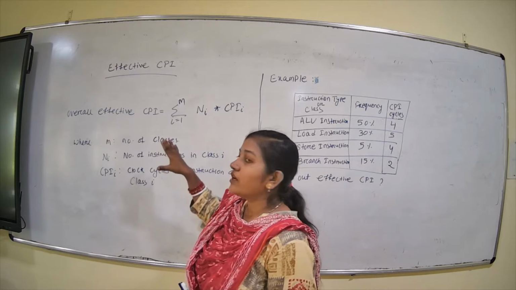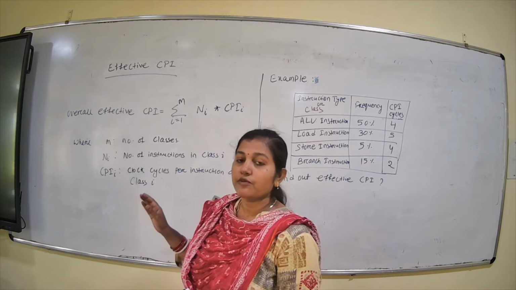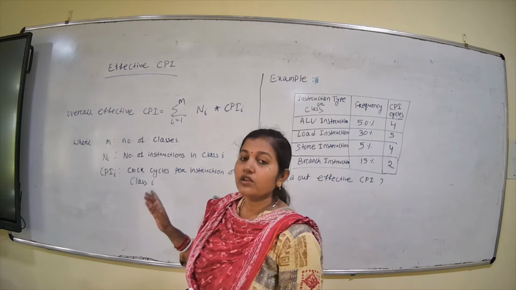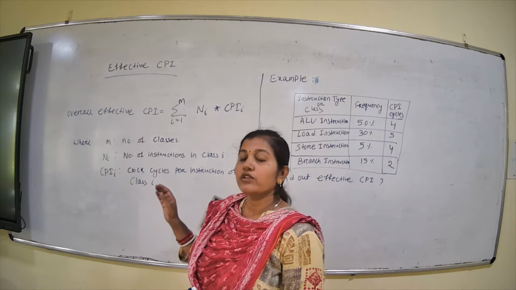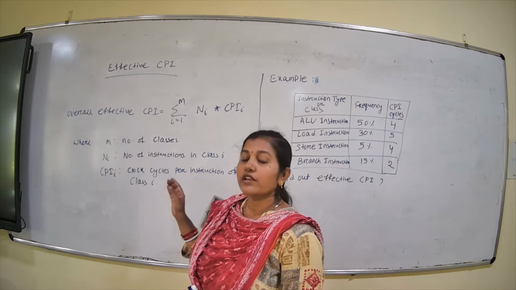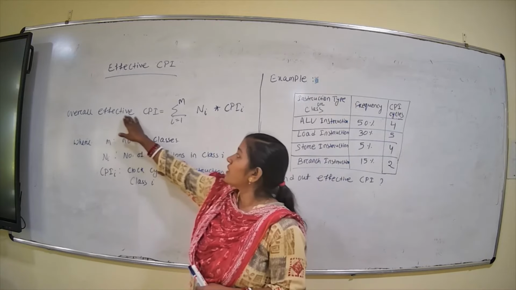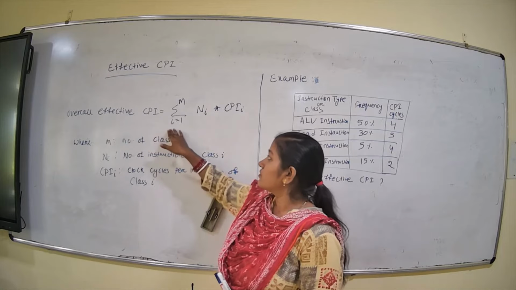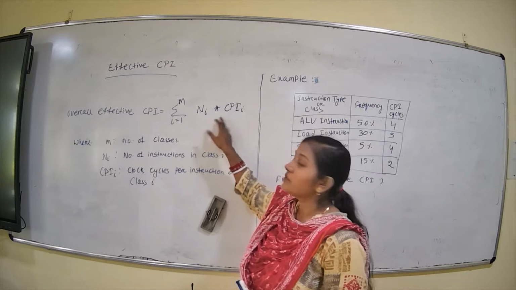As you know, there are different types of instructions. You can say different instruction classes or types. Accordingly, those classes will take different clock cycles per instruction. So in that case, how to calculate? Overall effective CPI is equal to the sum of i equals 1 to n of Ni into CPI i.